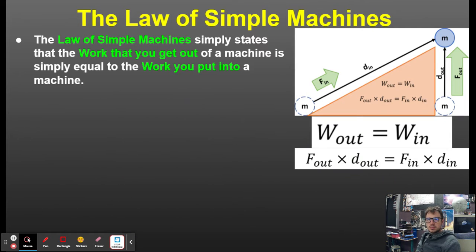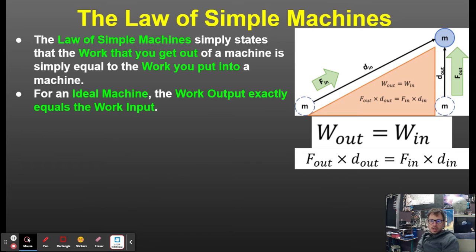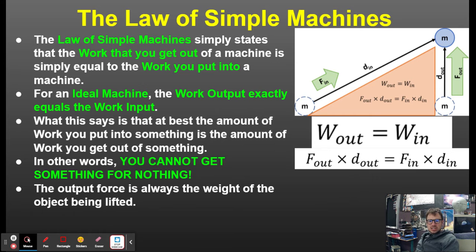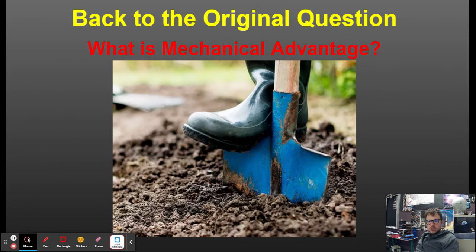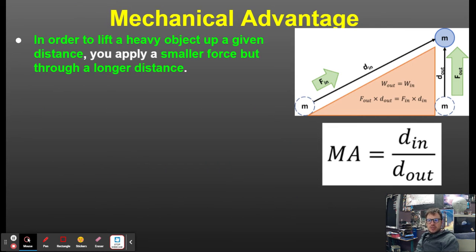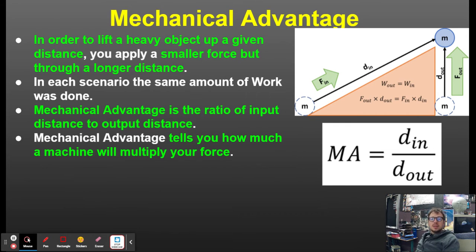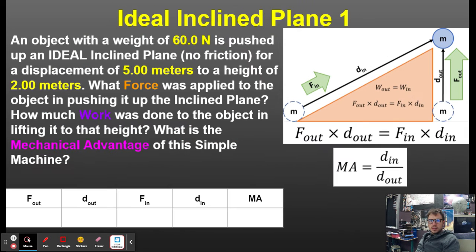So what is the law of simple machines? The law of simple machines simply states that the work you get out of a machine is equal to the work you put into the machine. Now, for an ideal machine, the work output exactly equals the work input. In other words, you cannot get something for nothing. So now let's look at mechanical advantage. In order to lift a heavy object up a given distance, you apply a smaller force but through a longer distance. So mechanical advantage is the ratio of input distance to output distance. It basically tells you how much a machine will multiply your force.